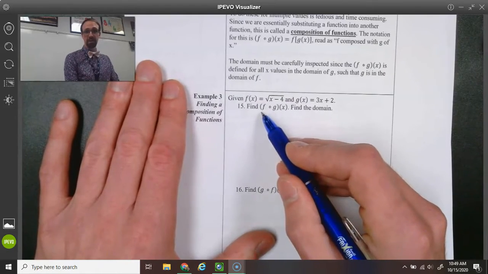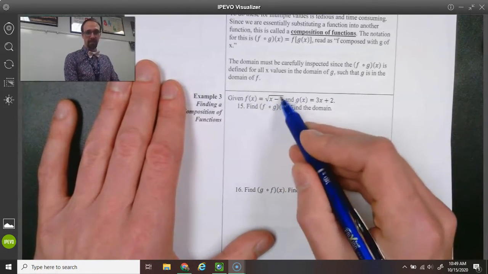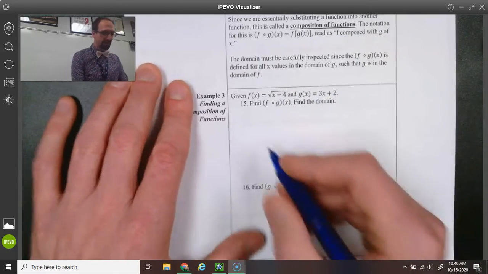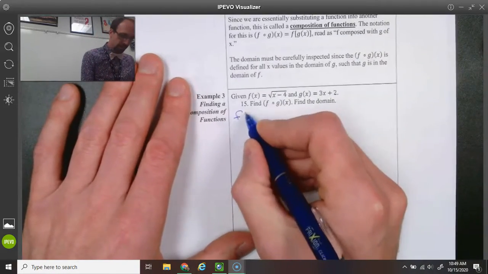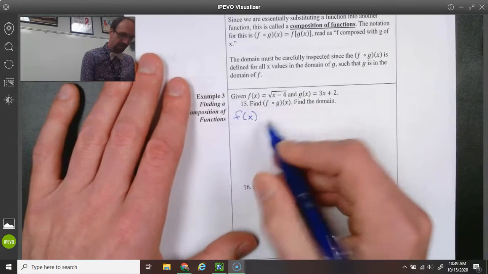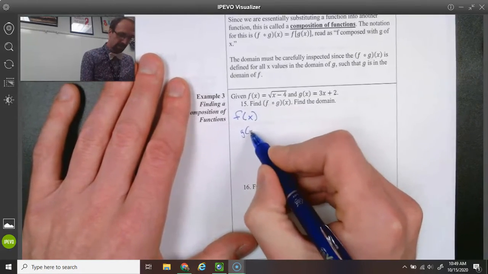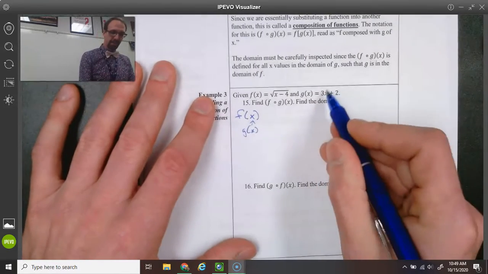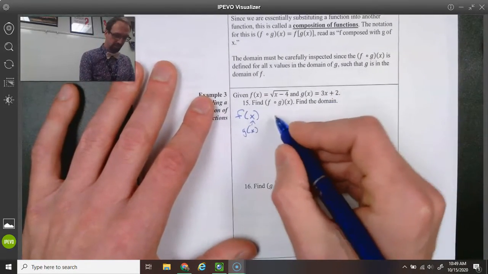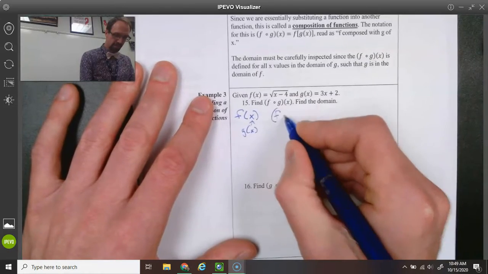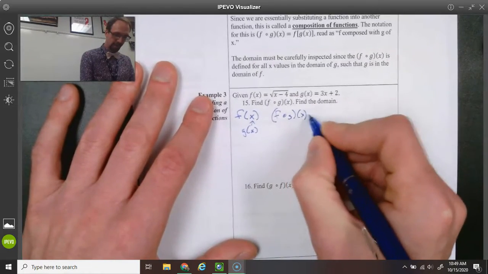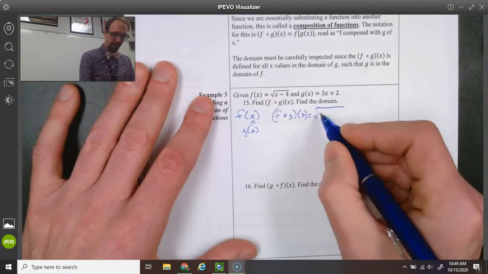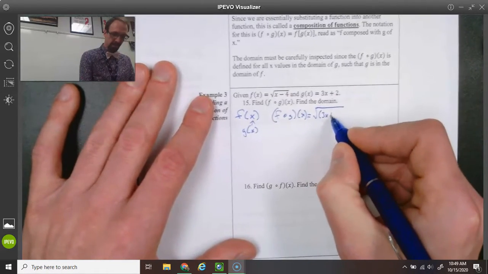F composed with g means whatever your f of x is, g of x goes and replaces the x for that. So again, whatever your f of x is, g of x goes into the x value for that. So I'm going to take that 3x plus 2. So f composed with g of x is equal to the square root of, and then 3x plus 2. This 3x plus 2 I'm going to put in parentheses.